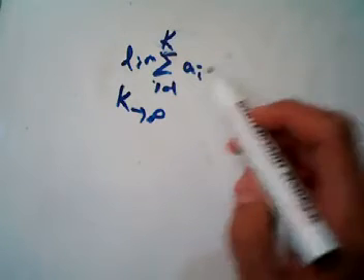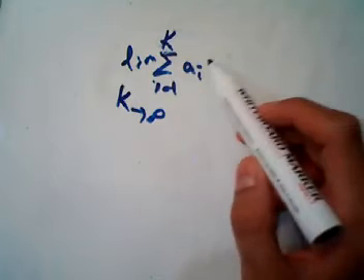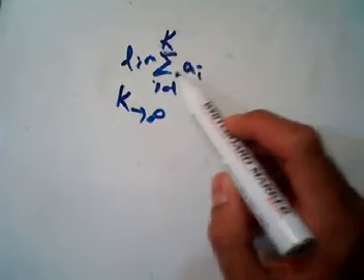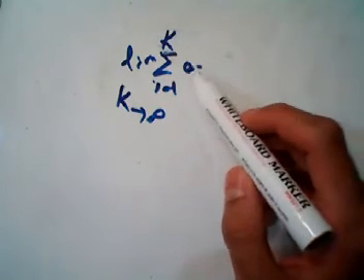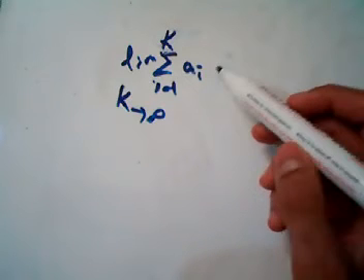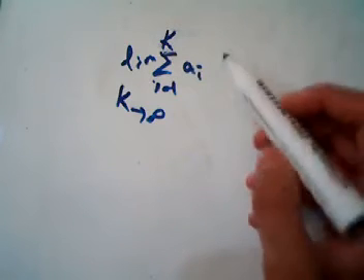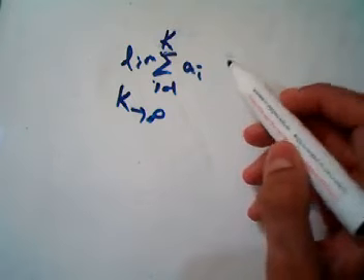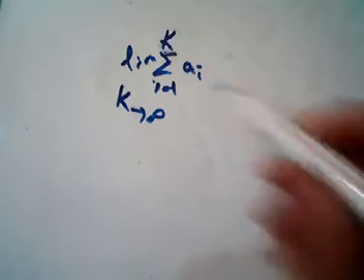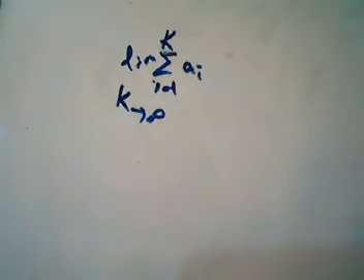And if the limit does not exist or is infinity, then we say that the series is divergent. Okay, some definitions.